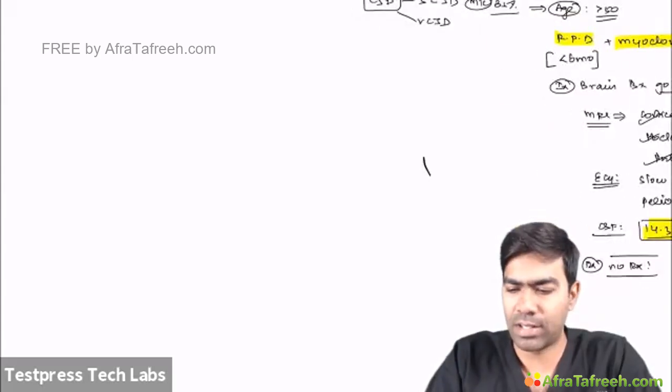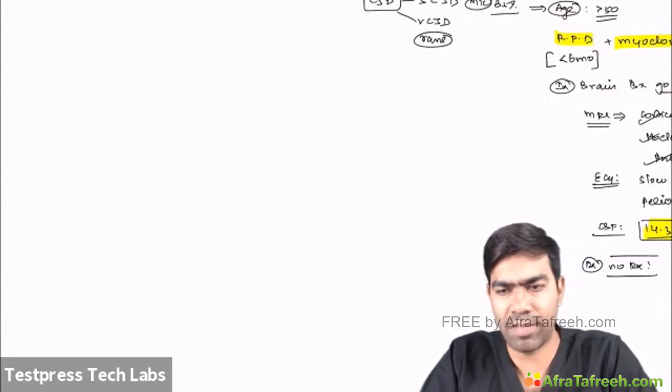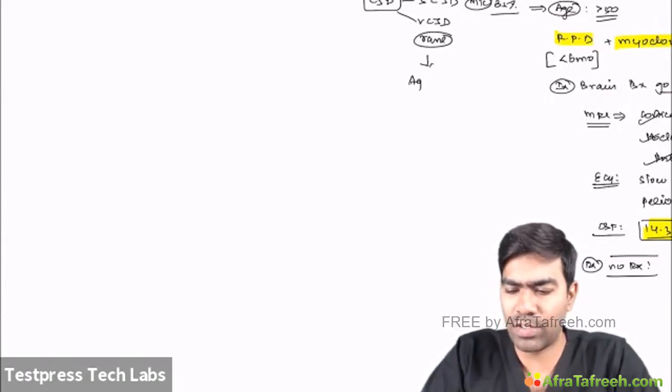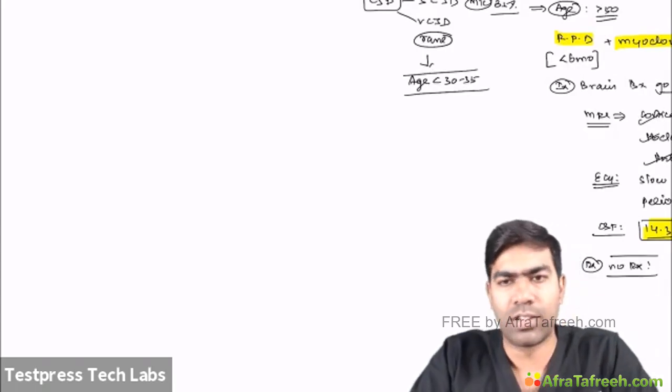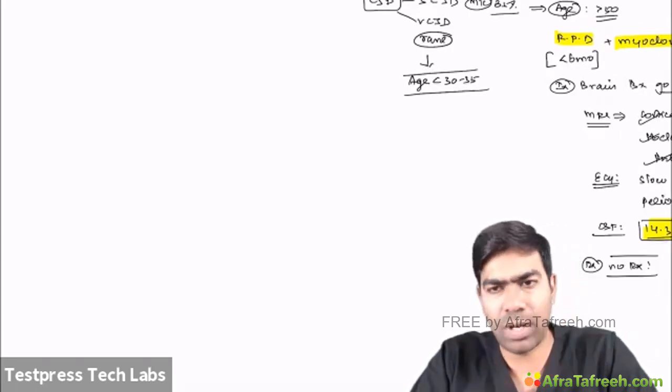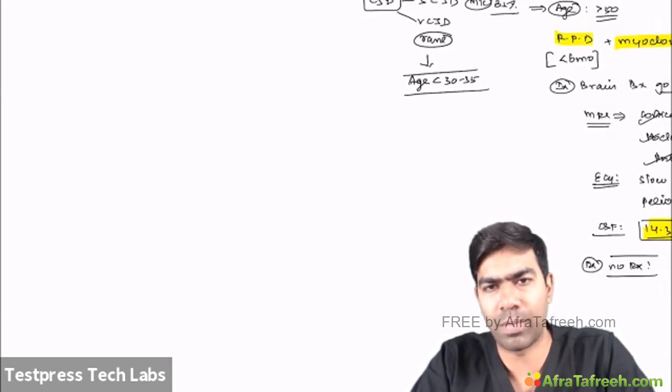Variant CJD is a very, very rare disease. It's not common. Only 5% can have variant CJD. And usually age will be less than 30 to 35, very young age. Apart from that, many things can overlap with variant CJD, but more often they'll come with a behavioral issue. And it's a very rare disease, so no need to bother much about it.